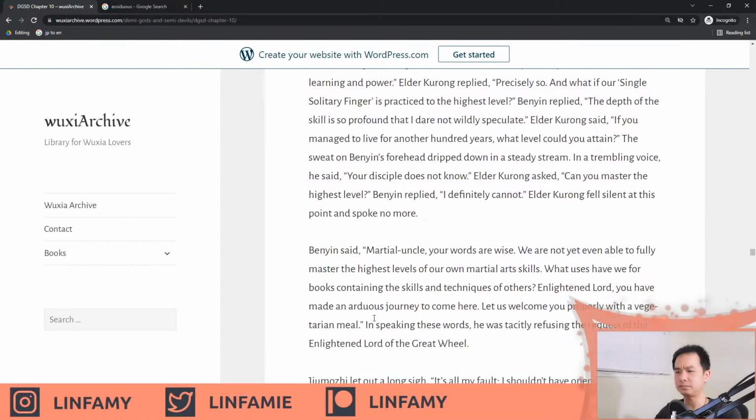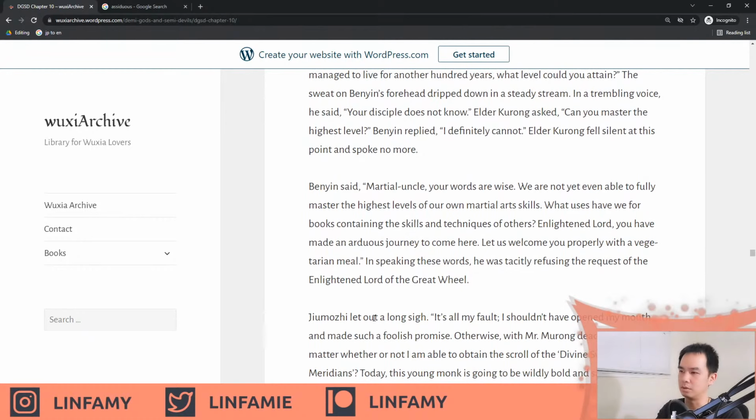Bunyin said, martial uncle, your words are wise. We are not yet even able to fully master the highest levels of our own martial arts skills. What uses have we for books containing the skills and techniques of others? Enlightened Lord, you have made an arduous journey to come here. Let us welcome you properly with a vegetarian meal. In speaking these words, he was tacitly refusing the request of the enlightened Lord of the Great Wheel. Alright, so they're refusing the trade, right? They don't want to trade.